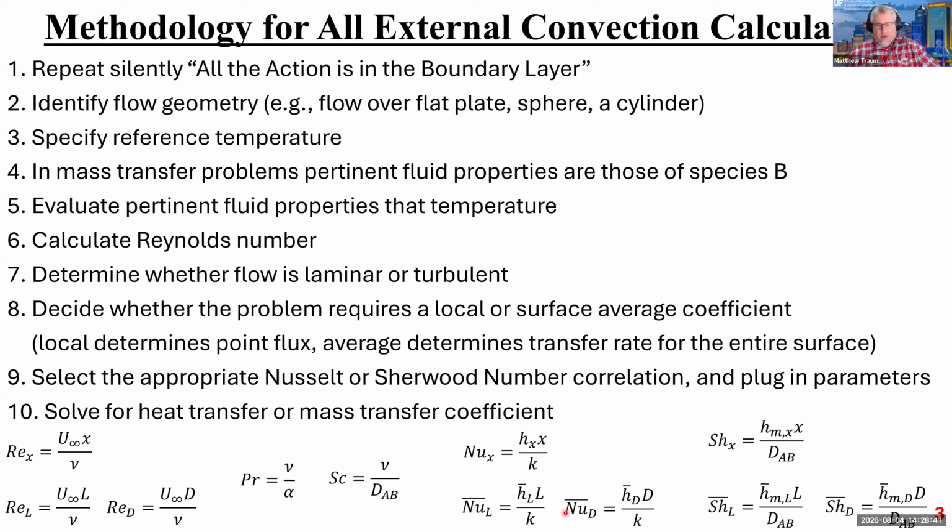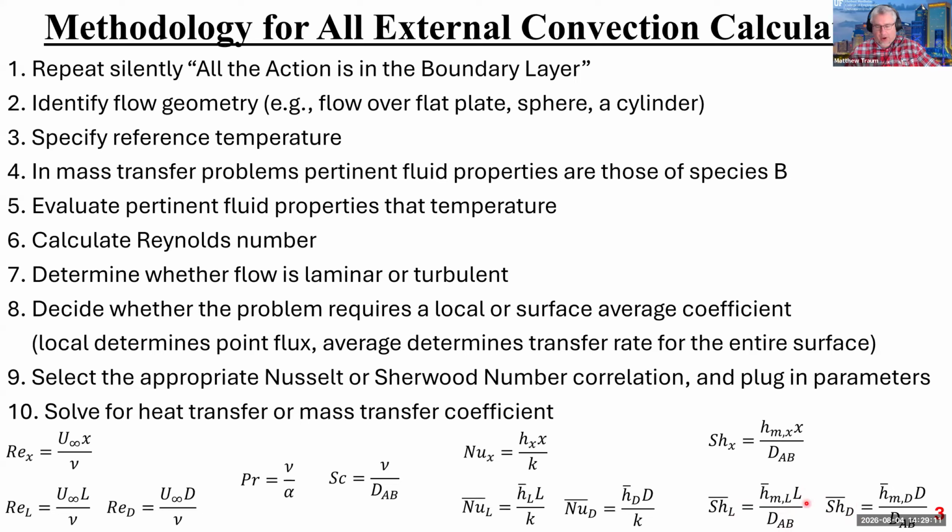Just like with the Nusselt number, we get an average Sherwood number. So this is the dimensionless average mass transfer coefficient over an entire surface. So imagine like a swimming pool, right? You're taking the average over the entire surface area of the swimming pool. That's this value, multiplied by the characteristic length of the swimming pool, divided by the diffusion coefficient of species A and B, and that gives you the Sherwood number. You also can have Sherwood numbers for cylinders and spheres.